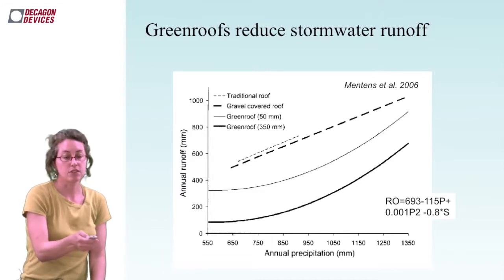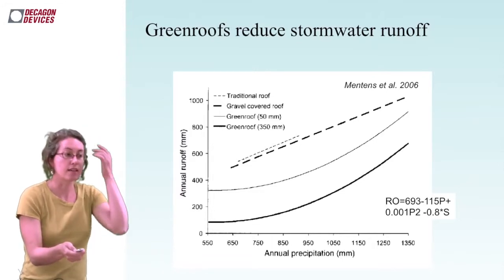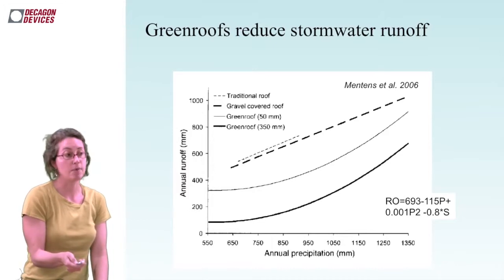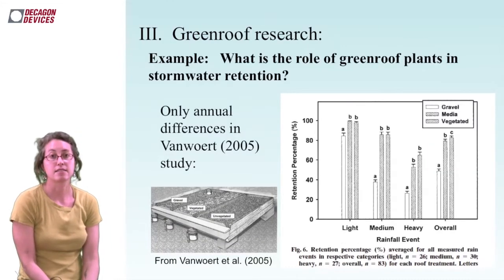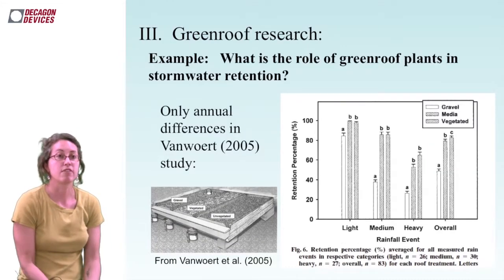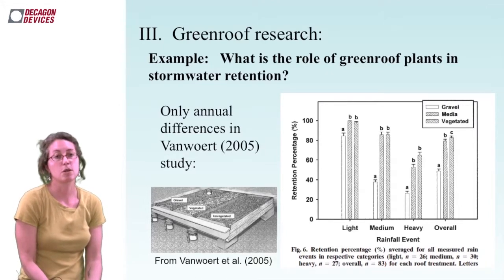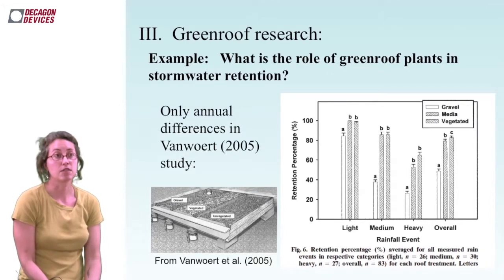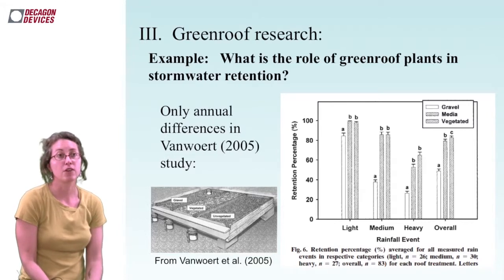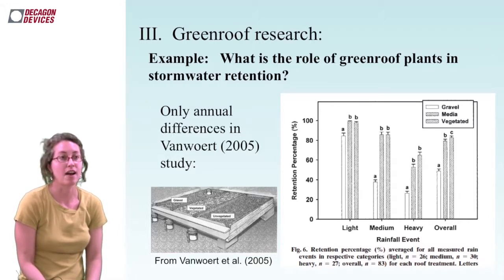And so based on relationships like these, I think people have become more optimistic about green roof installation in the US. But we still have a lot to learn about how to design these systems most effectively for our varying climates. And one question about design that is debated in the literature is whether or not the plants play a role in stormwater retention. So, for example, look at the study by Van Wert in 2005.